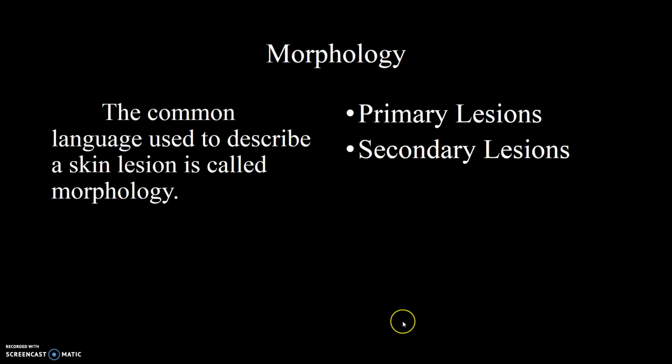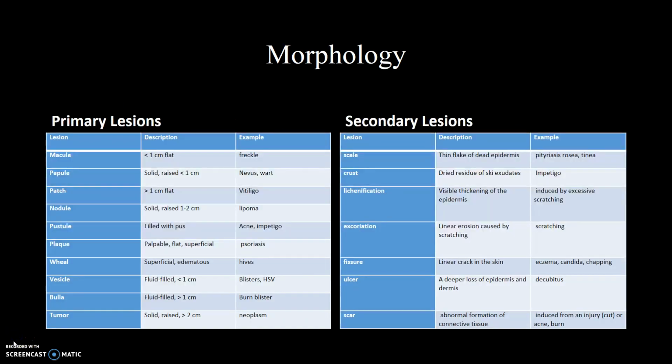The common language used to describe a skin lesion is called morphology. I think that people get confused because one of the most important things is to know the difference between primary lesions and secondary lesions. And I'm not sure that most nurses would think that the terminology used to describe primary lesions and all secondary lesions are common. Some are, but often they're not. So let's talk about primary and secondary lesions.